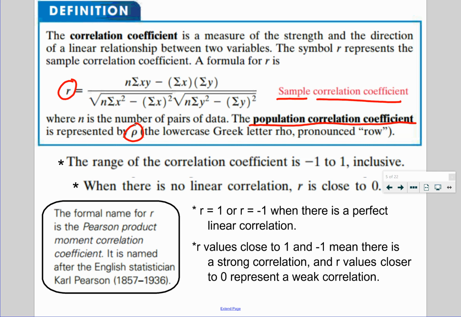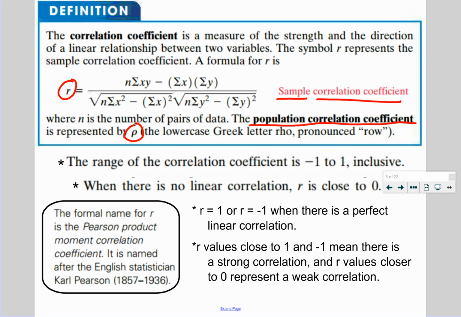We're going to fill out all of our columns, and then the sums of all of our columns are what we're going to be plugging into this formula. So we're going to have x's, y's, x times y's, x squareds, and y squareds. Plug it all in, and then we get this single value R.